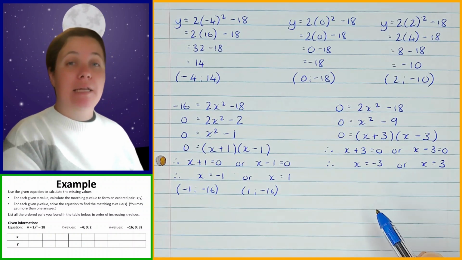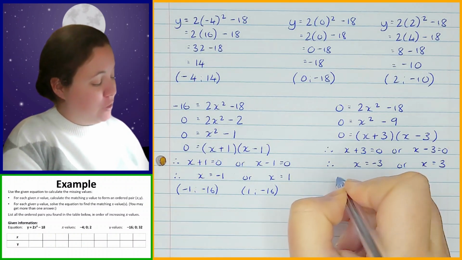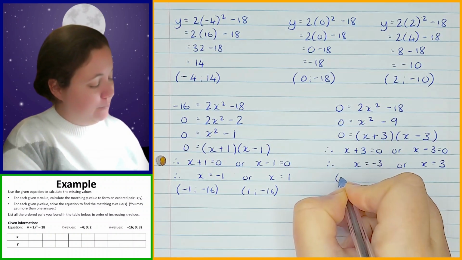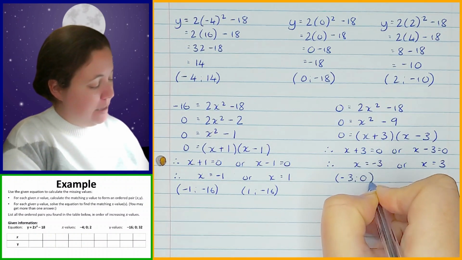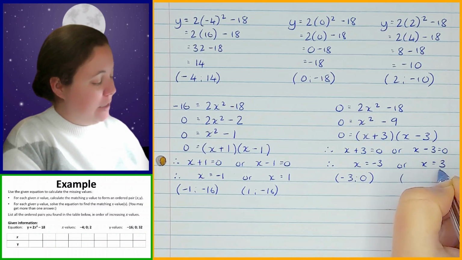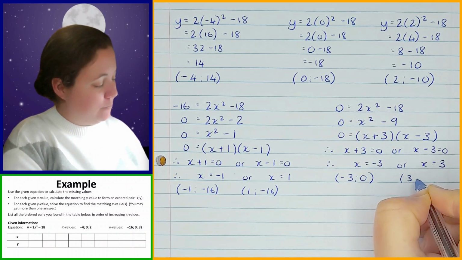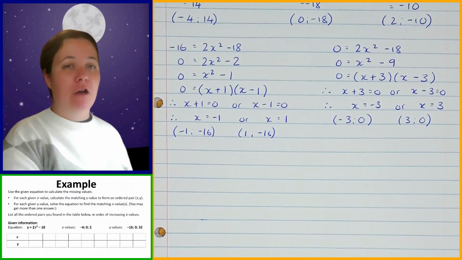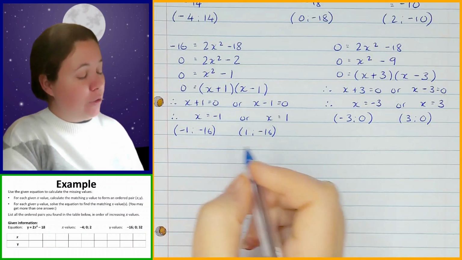And that once again gives me two ordered pairs. The first ordered pair is going to be (-3, 0), and the second ordered pair is going to be (3, 0). Okay, now let's go and do our last y value that we were given, which is 32.